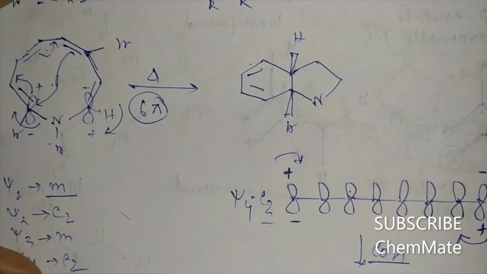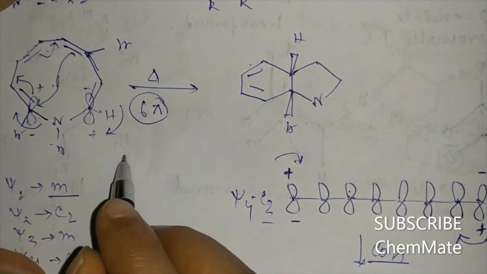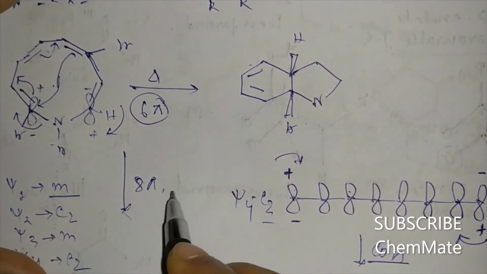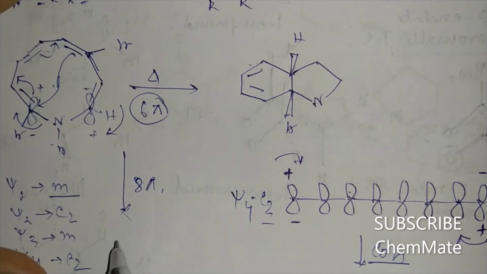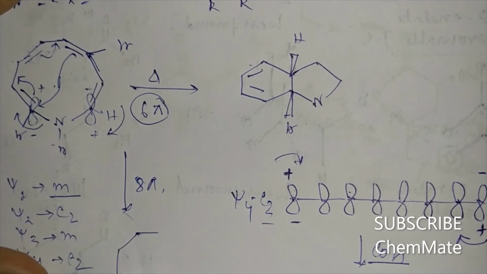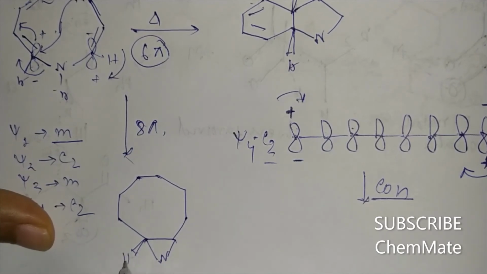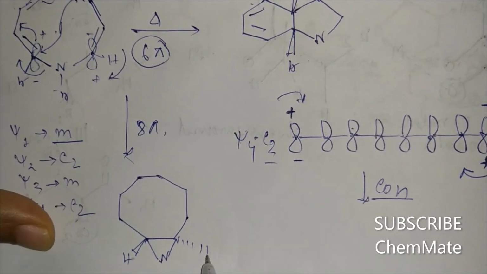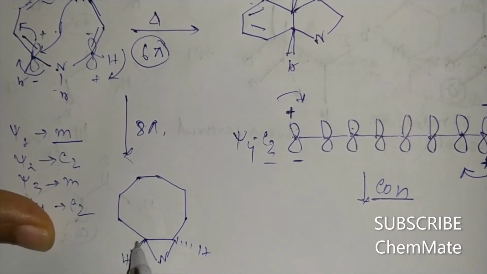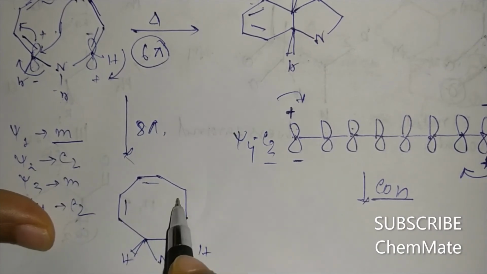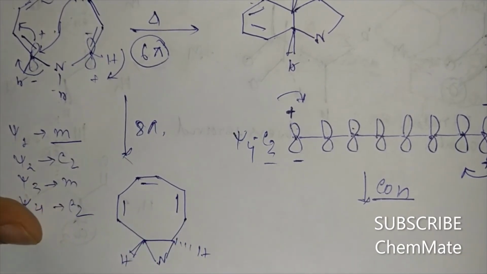So the product will be, for the 8 pi electronic system, the product will be like this. Two hydrogens will be trans. Here the hydrogen will be above, the other hydrogen will be below, and the 4 pi, this will be the product.